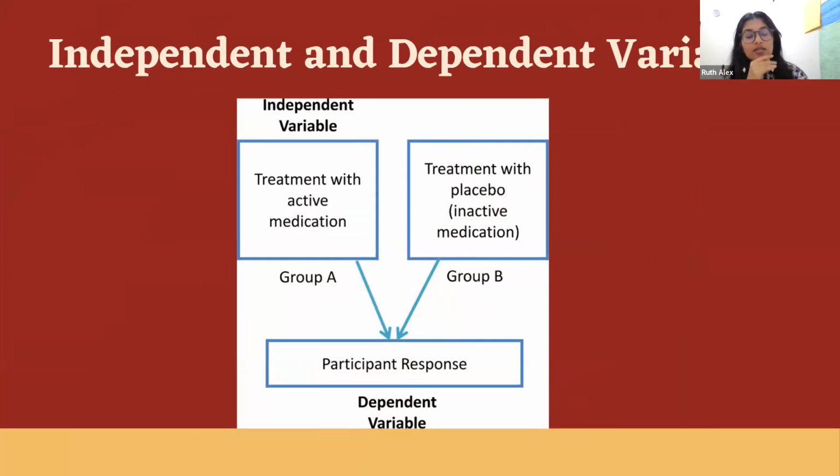Another example that we commonly use in randomized controlled trials is we have group A on an active medication and group B on a placebo, and then you see the response. So the independent variable that we are changing here is whether the medication is active or a placebo, and the participant response is the dependent variable.